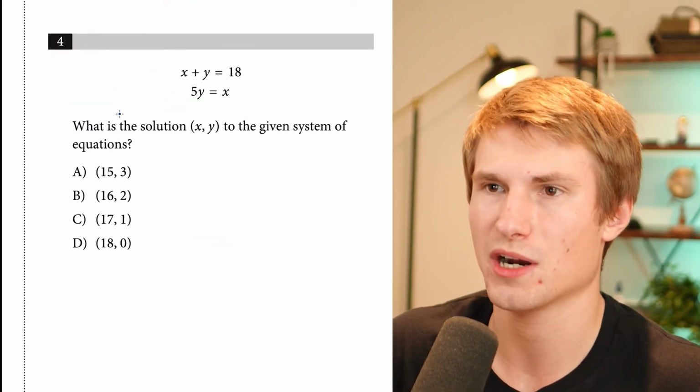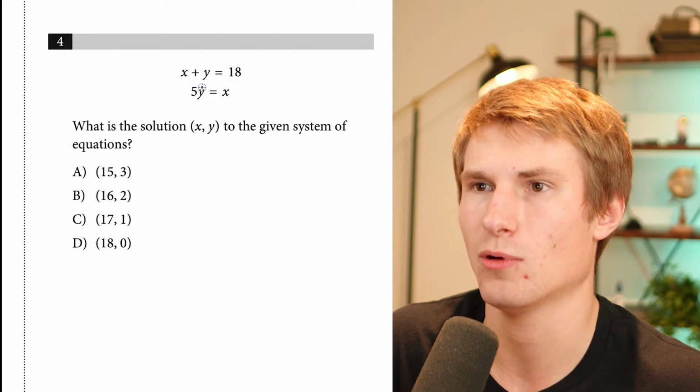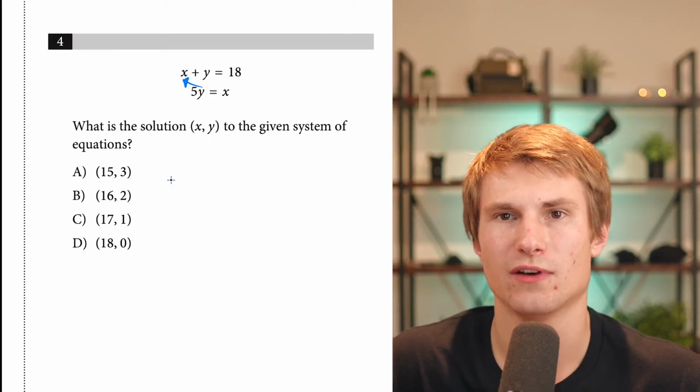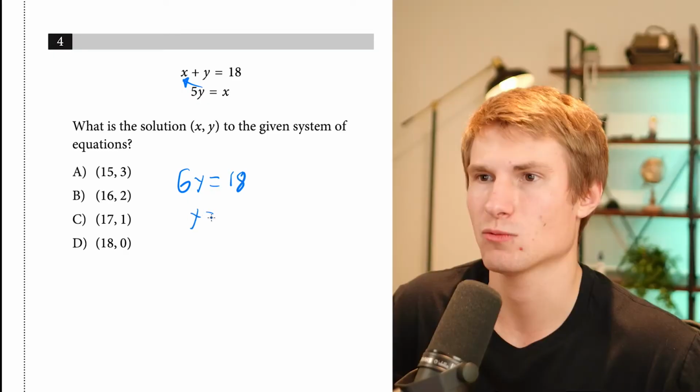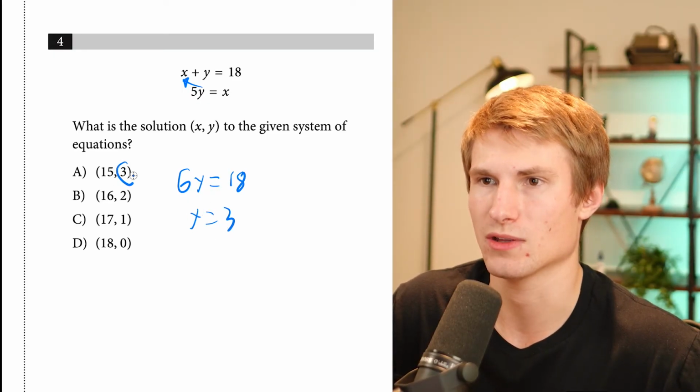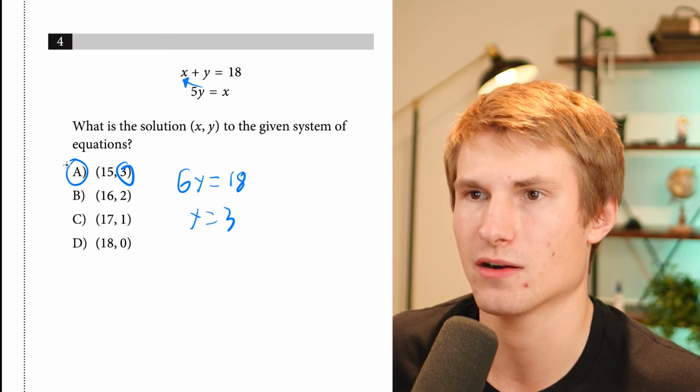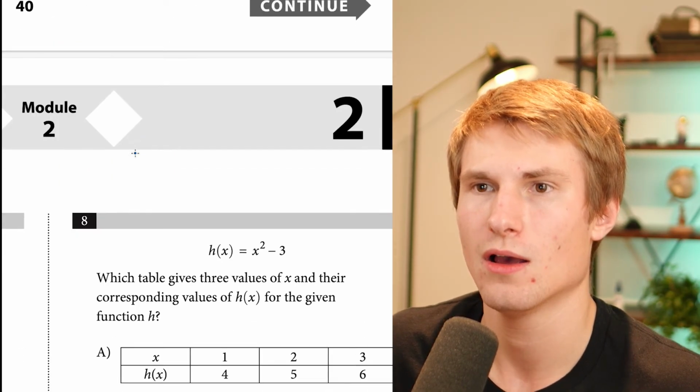What is the solution (x, y) to the given system of equations? We got x is equal to 5y. I'll plug that in for the value of x. 5y plus y will give me 6y is equal to 18. From there, I divide both sides by 6. y must equal 3. Only answer choice with y as 3 is going to be A, so A's got to be our answer there. We move on to question number 5.